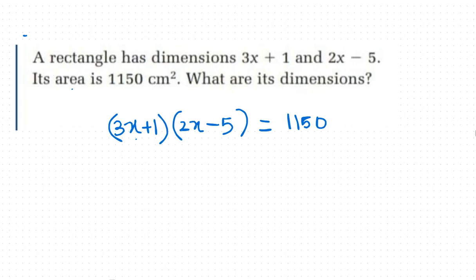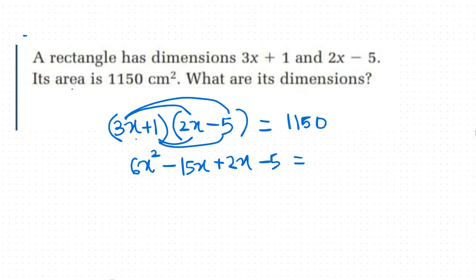So can you do it from here? So I have to distribute the 3x into 2x plus multiplication. Yeah, so it'd be 6x squared plus, so I have to do 3x times negative 5, which will be negative 15x, and then 1 times 2x is plus 2x, and then minus 5. This is all equal to 1,150.